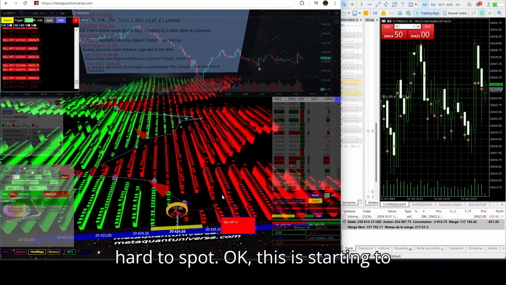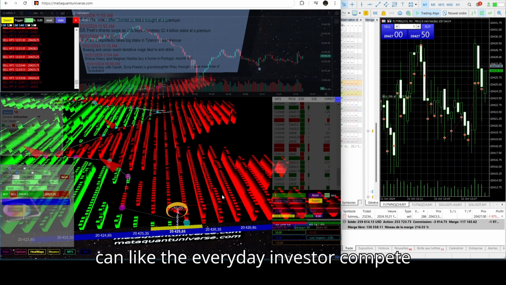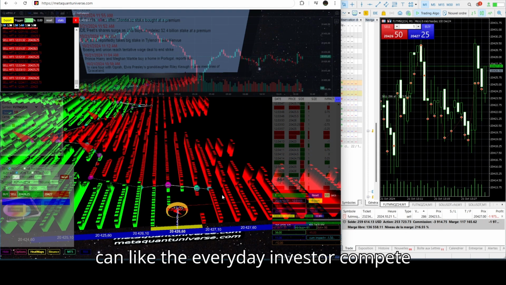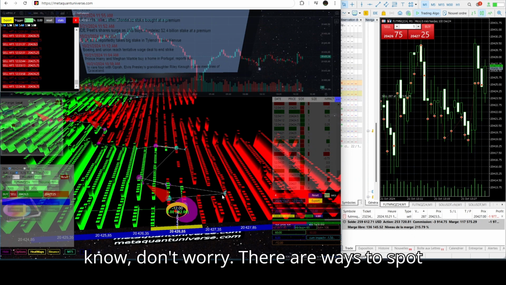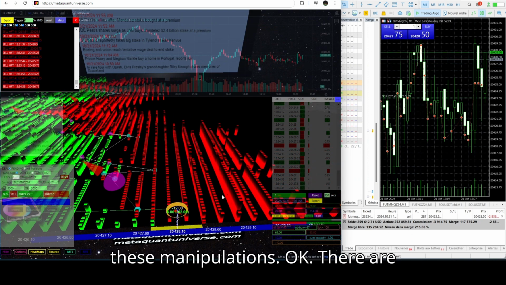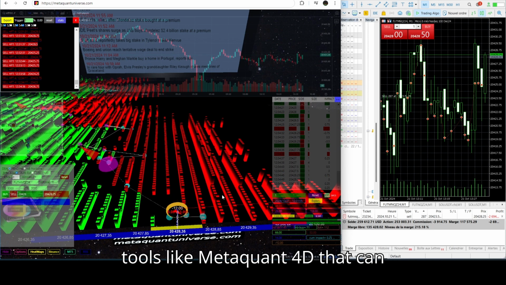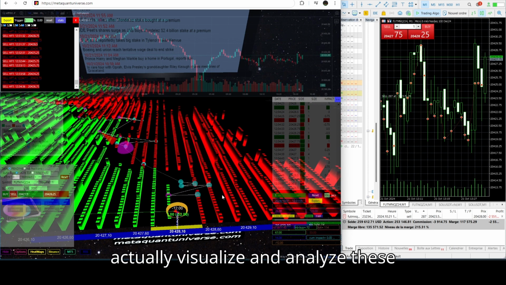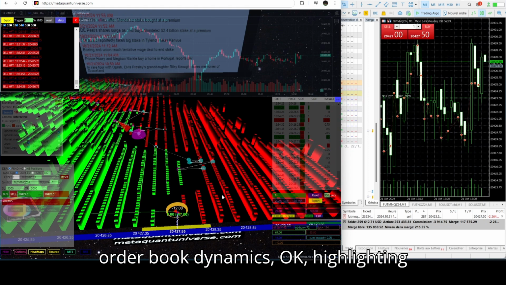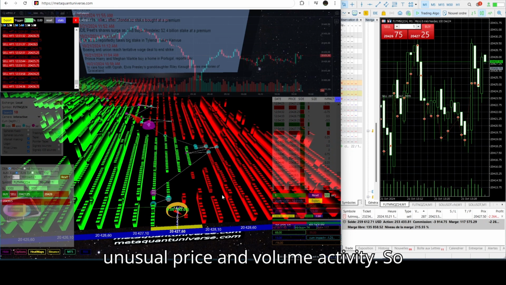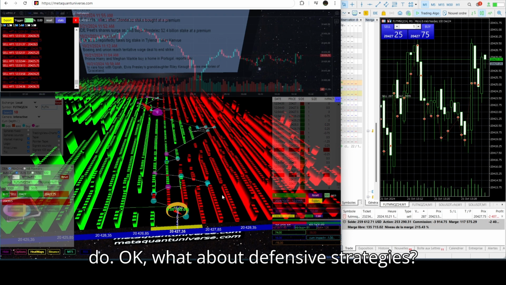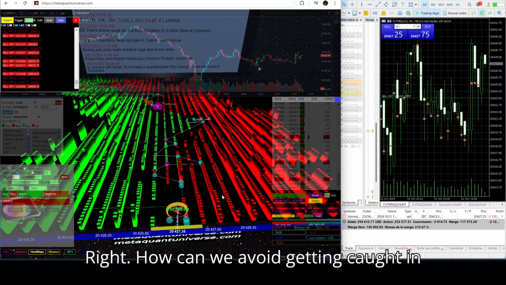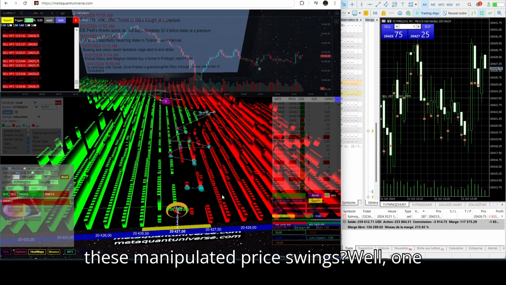Okay, this is starting to sound a little intimidating. How can the everyday investor compete against these algorithmic sharks? Don't worry. There are ways to spot these manipulations. There are tools like Quant 4D that can actually visualize and analyze these order book dynamics, highlighting unusual price and volume activity. So we've got tools to detect this, but what about defensive strategies? How can we avoid getting caught in these manipulated price swings?